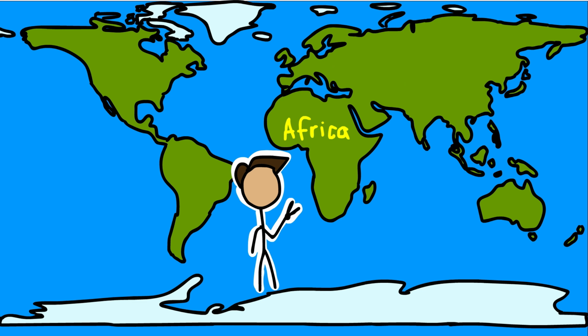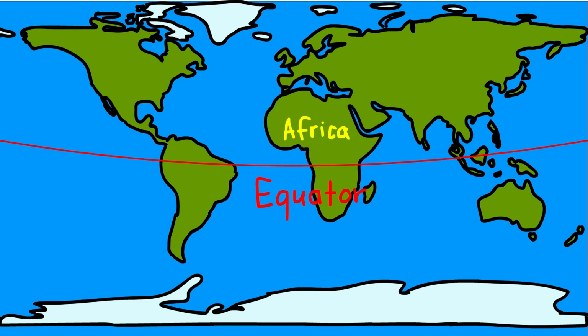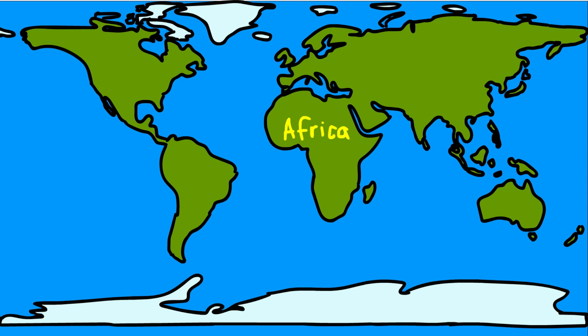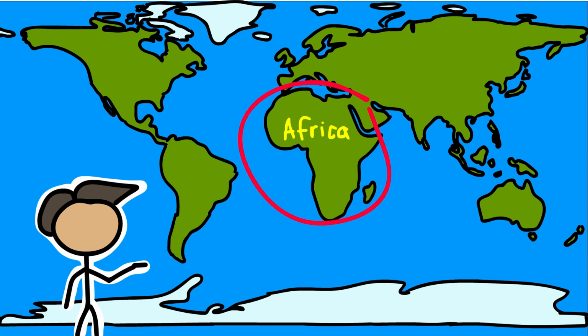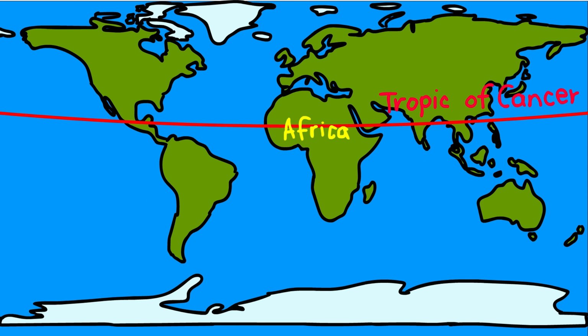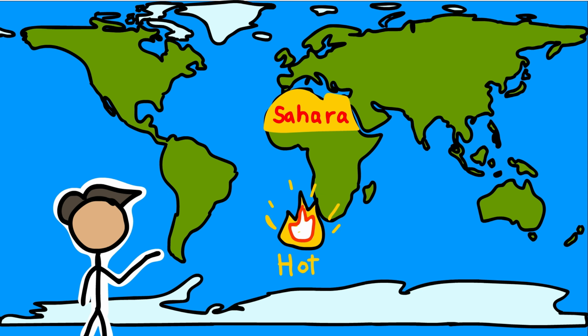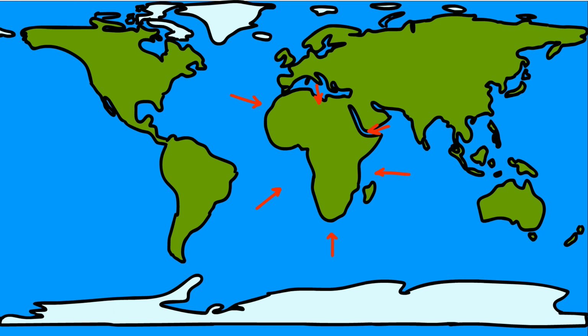Africa is the second largest continent after Asia. The equator, or 0 degrees latitude, runs almost through the middle of this continent. A large part of Africa lies in the northern hemisphere. Look at this figure. You will find that it is the only continent through which the Tropic of Cancer, the equator, and the Tropic of Capricorn pass. The Sahara Desert, the world's largest hot desert, is located in Africa. The continent is bound on all sides by oceans and seas.